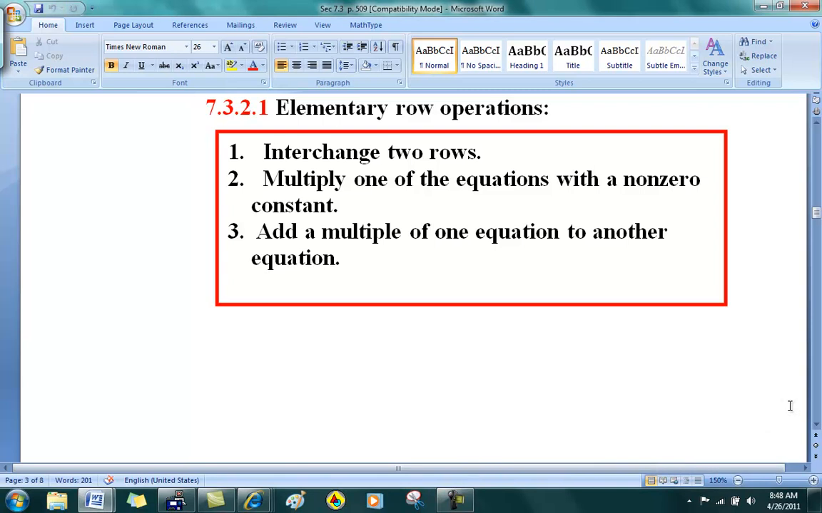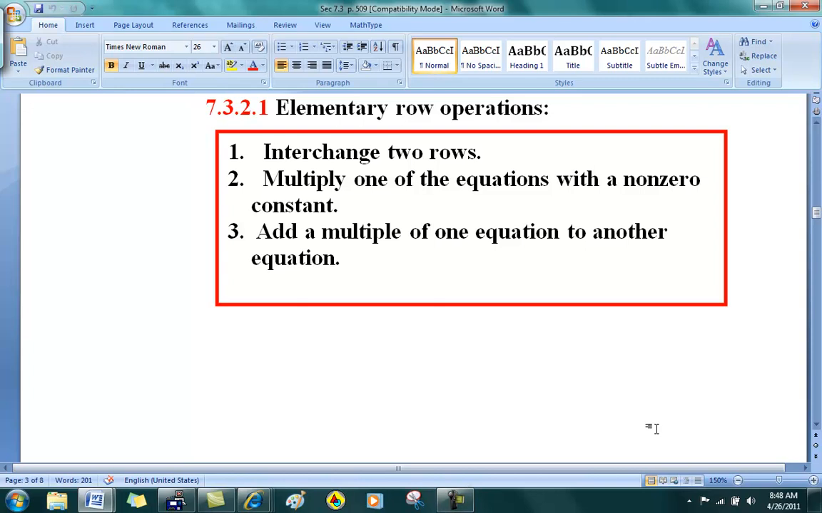All right, so spend a minute getting these down. Elementary row operations: interchange 2 rows, multiply one of the equations with a non-zero constant. Step number 3 is probably the most common use. 2 and 3. 1 is rarely used, at least not in the examples that we'll see in the book, although it depends really also on your creativity. I mean, sometimes 1 is very useful.